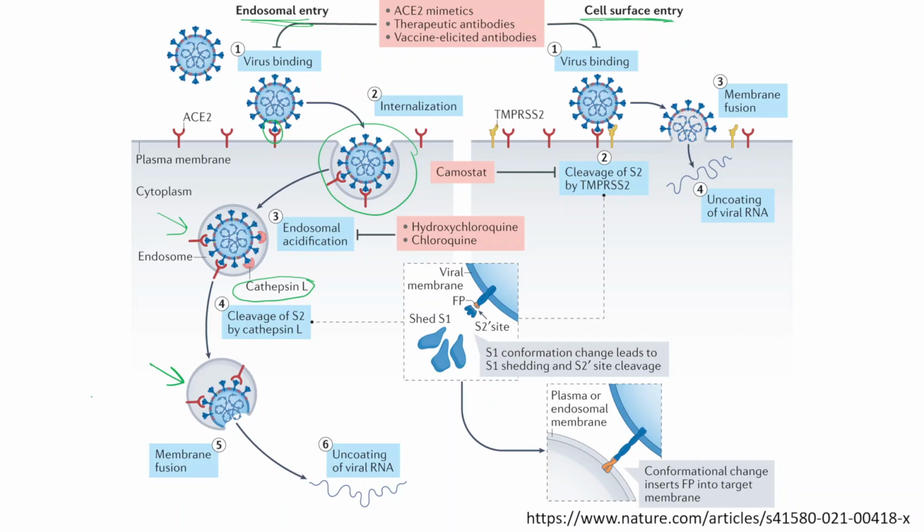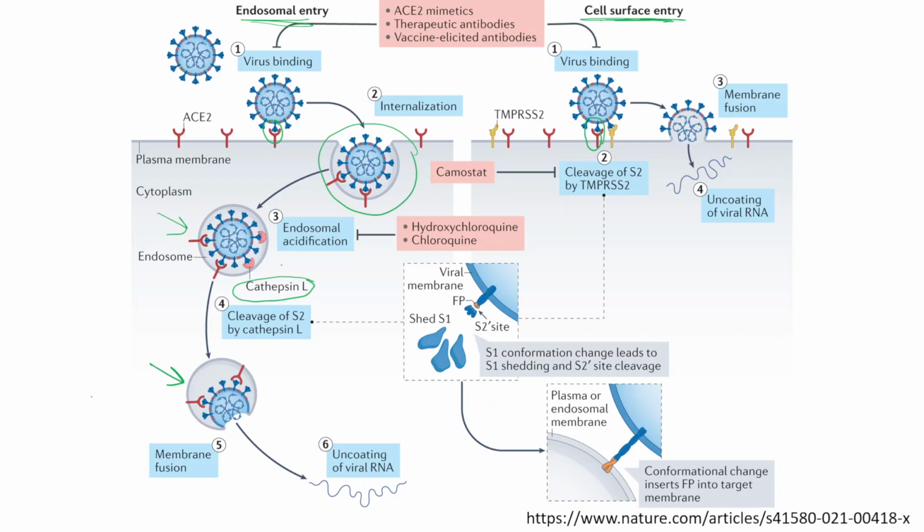Similar but different, we have a cell surface entry. So this type of cell entry is also going to involve two cleavage events, but they're a little bit different. So our initial virus binding is the same. We have our spike protein binding to the ACE2 receptor. But instead of an endosome starting to form to pull the whole viral particle inside the cell, there's actually a membrane fusion event that happens right on the cell surface.